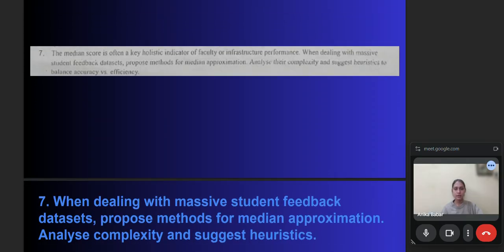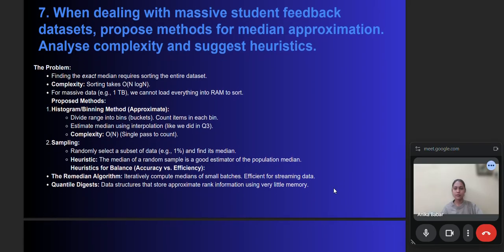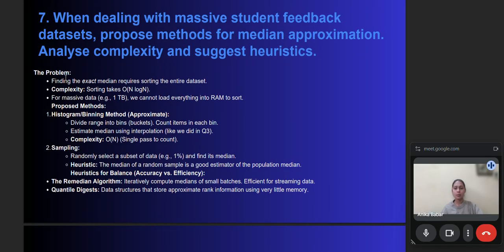Next question. In this question, we have to analyze the complexity and suggest a balance of accuracy versus efficiency. The problem is that finding the exact median requires sorting the entire data set. So the complexity is that sorting takes O(n log n). For massive data, we cannot load everything into RAM to sort.